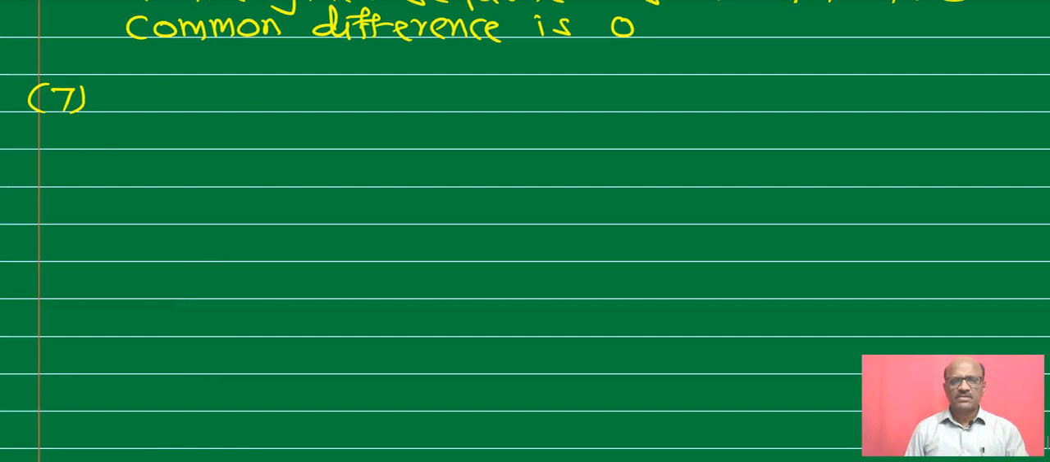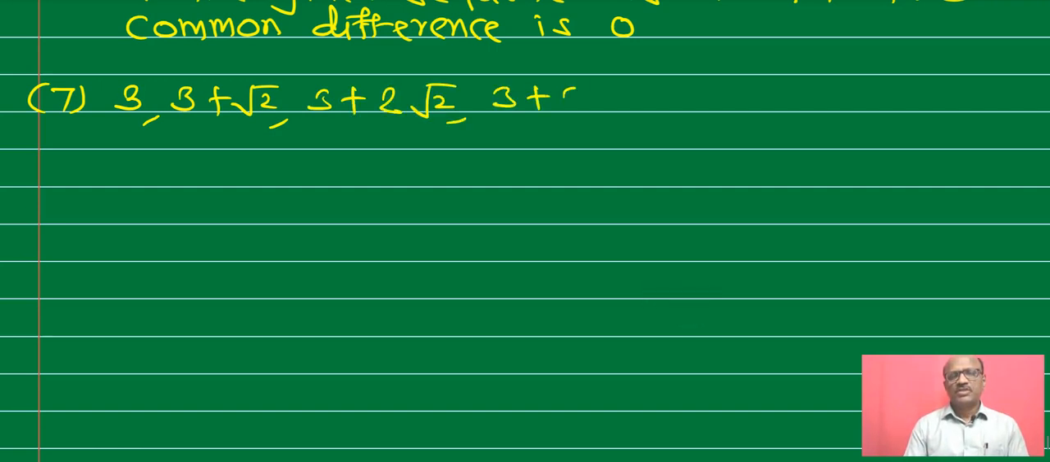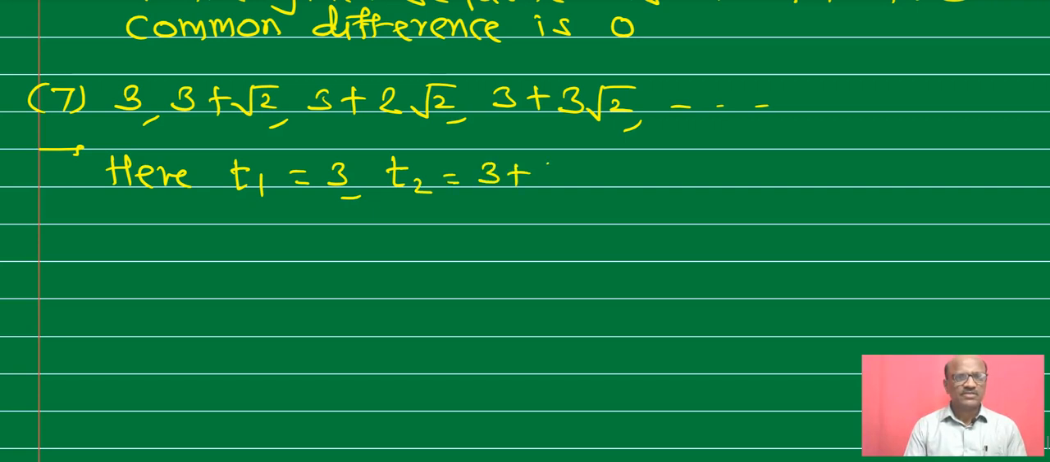Number 7. That is 3, 3 plus root 2, 3 plus 2 root 2, 3 plus 3 root 2 and so on. Here T1 is 3, T2 is 3 plus root 2, T3 is 3 plus 2 root 2, and in this way T4 is 3 plus 3 root 2.